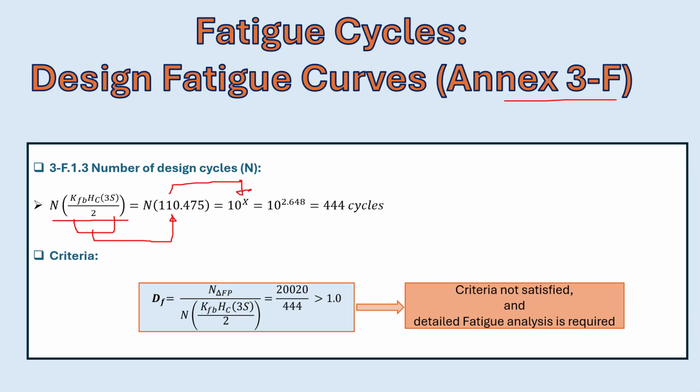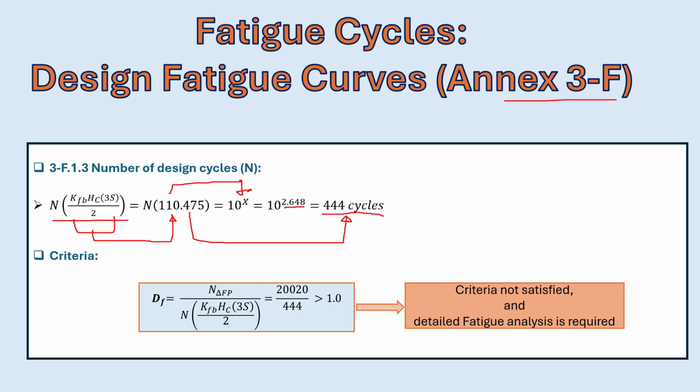This comes from annex 3f. We just now found the value of x, which is 2.648. So when you put it here, you get the life: 444 cycles. What does this mean? This means that at an alternating stress of 110 ksi, the part is going to have a life of 444 cycles. And this is a very conservative method, and that's why this comes from the fatigue screening factor.